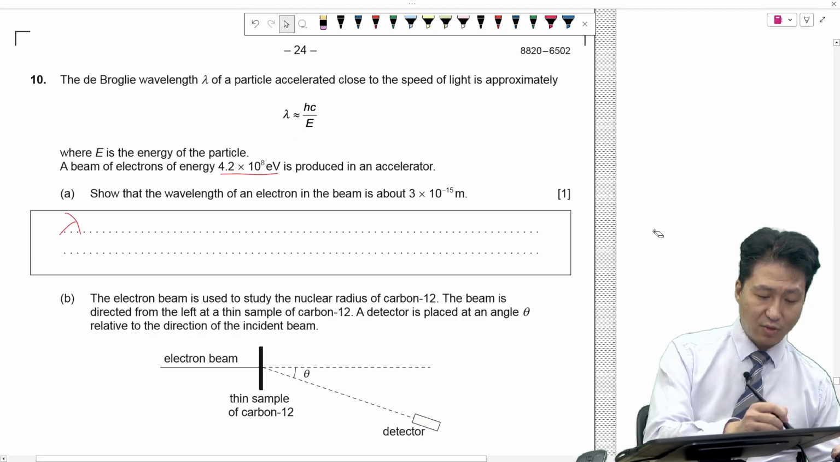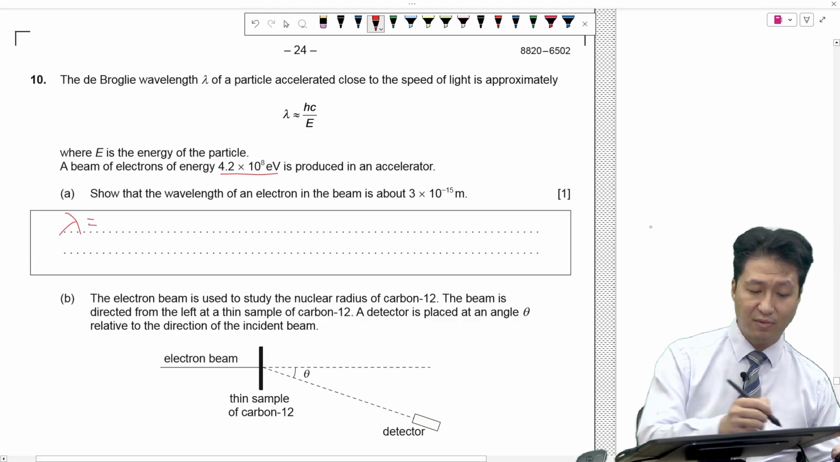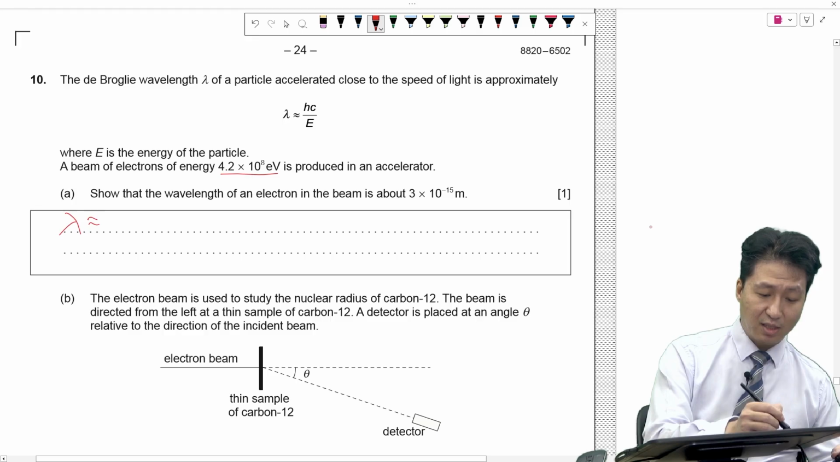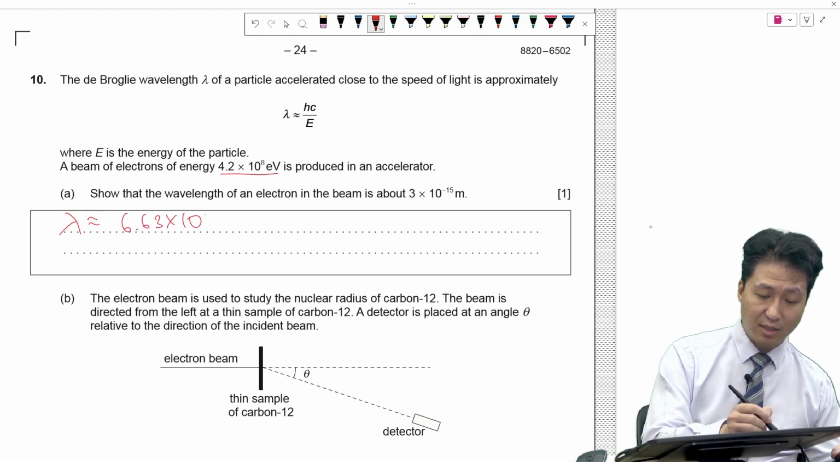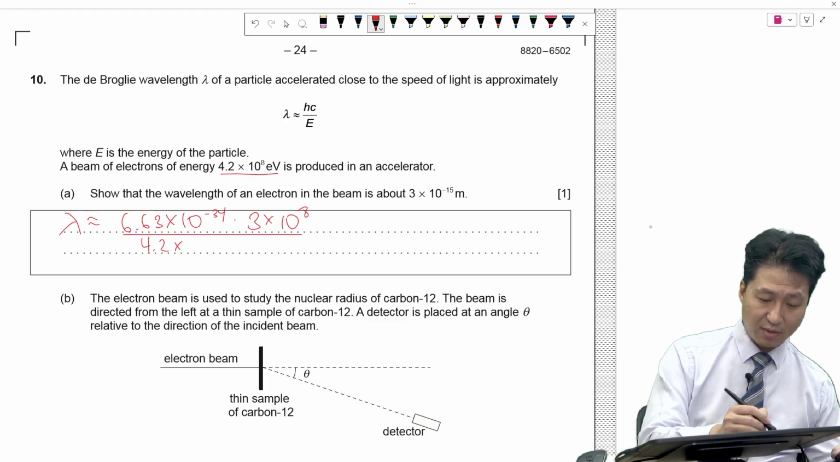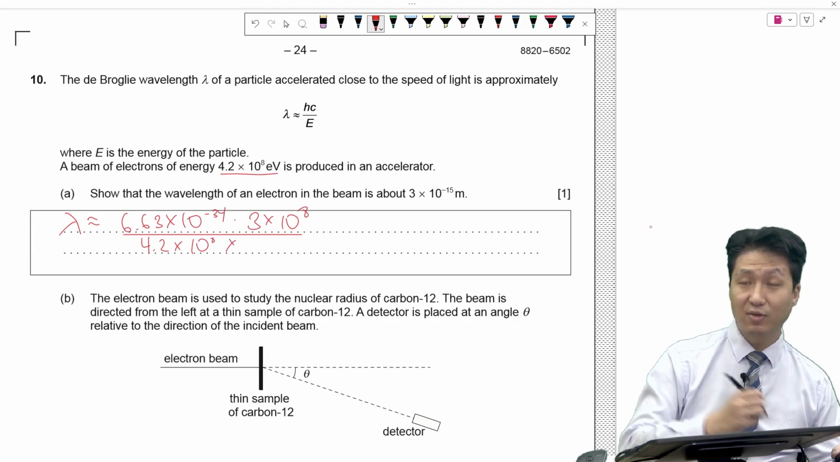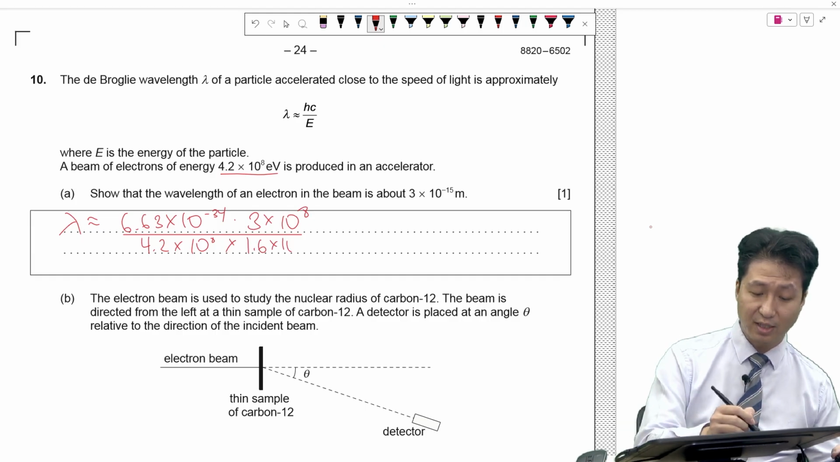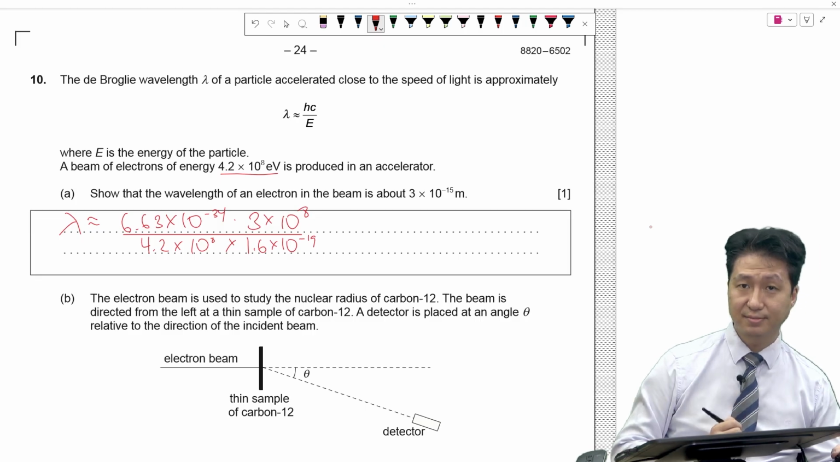So, to get the wavelength, we just use the equation and input the values. It would be approximately, Planck constant is 6.63 times 10 to the negative 34, multiplied by the speed of light, 3 times 10 to the 8th, and divided by the energy, 4.2 times 10 to the 8 electron volts. And you have to convert electron volts to just joules, so you multiply this again by 1.6 times 10 to the negative 19 joules per electron volt.